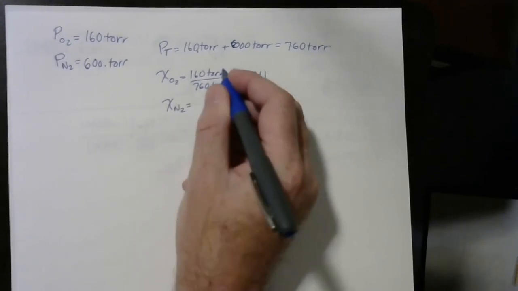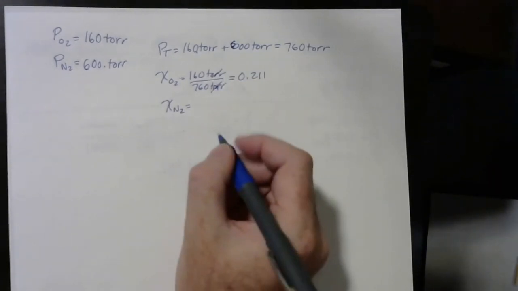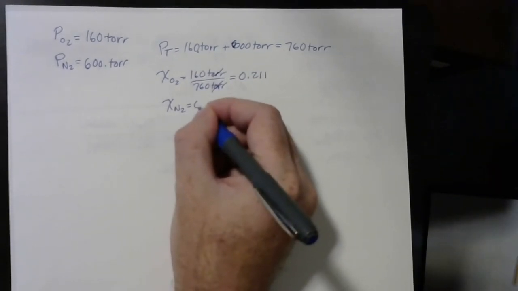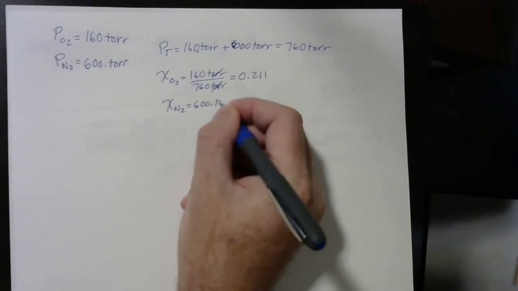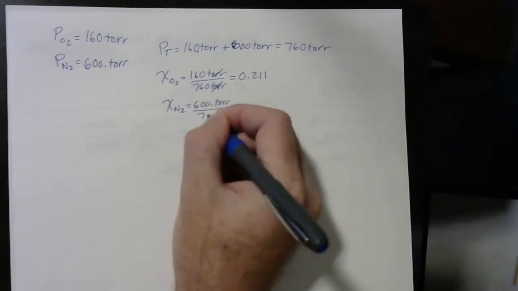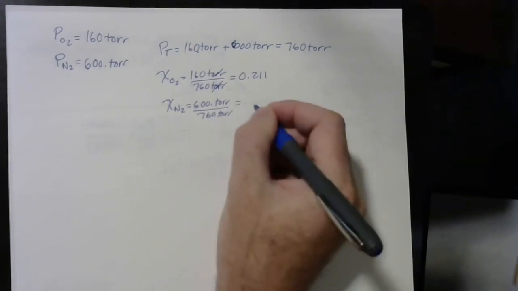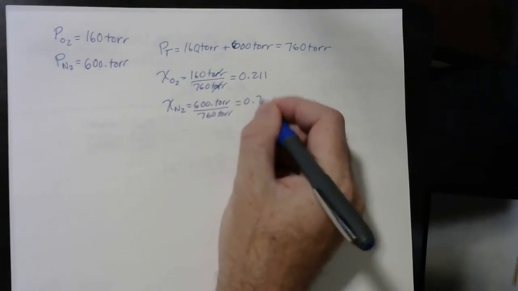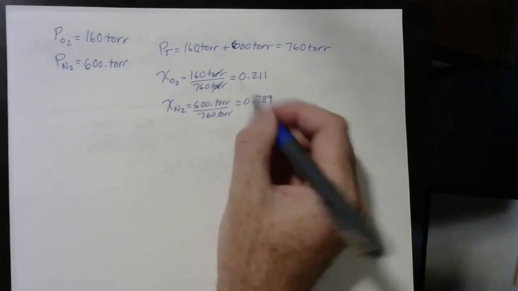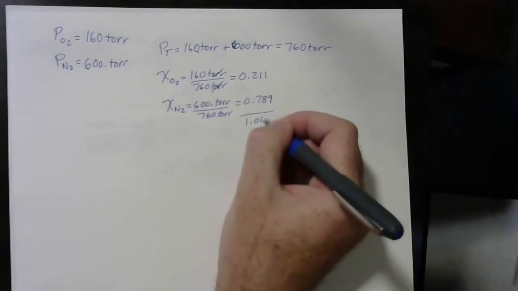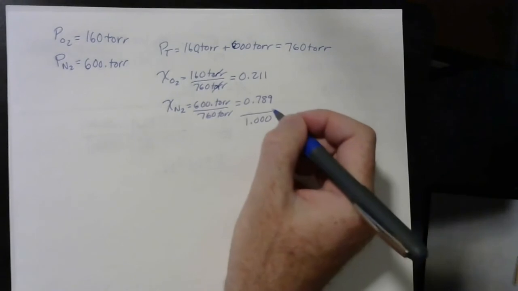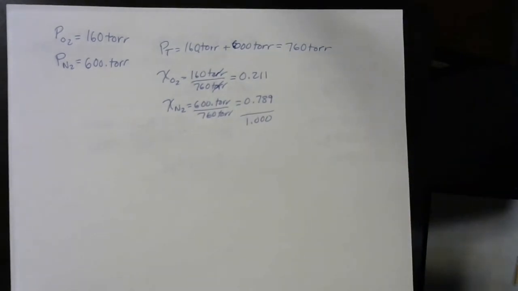Notice the torr cancel, and I don't get any units. So we're going to say 600 torr divided by 760 torr, and that's going to be 0.789. Notice they do add up to be 1, but again, no units on any of the mole fractions.